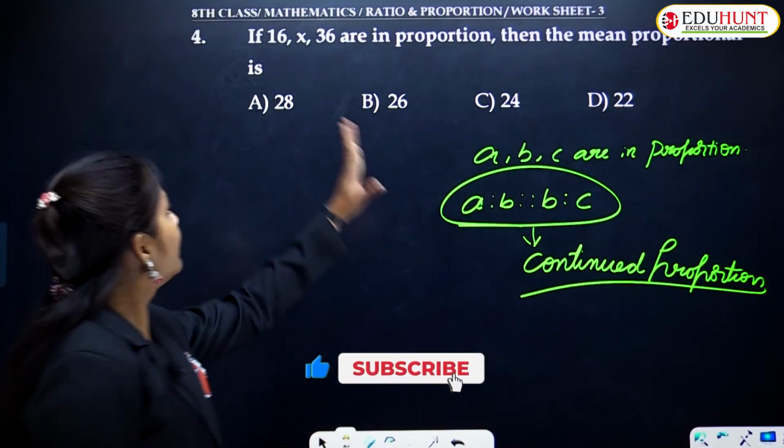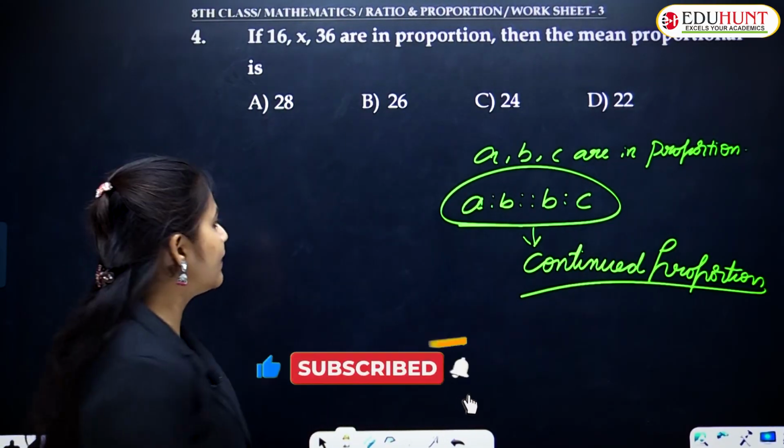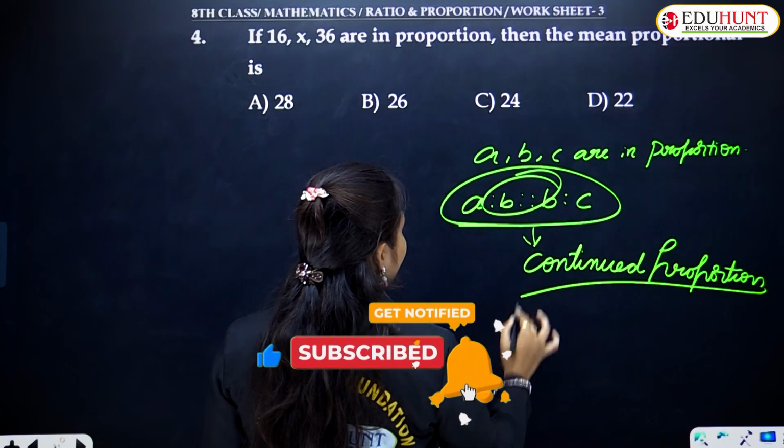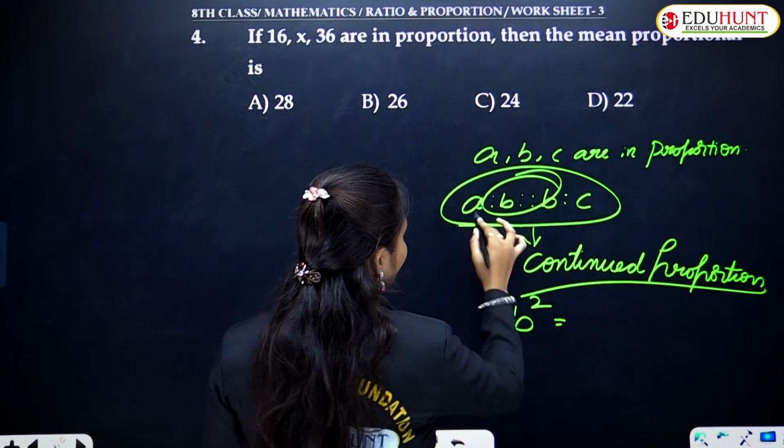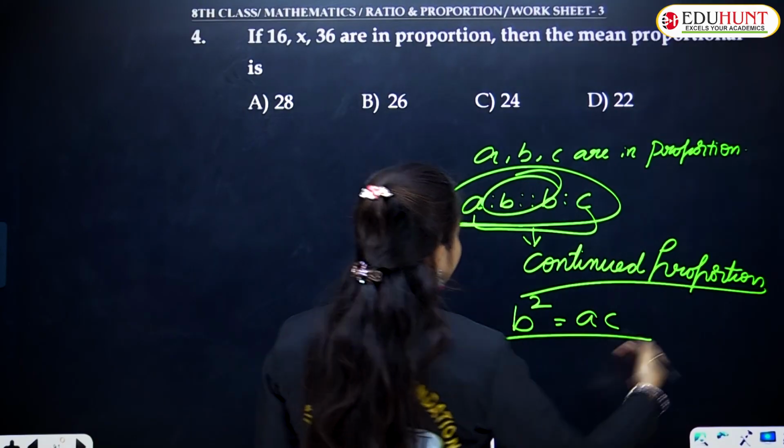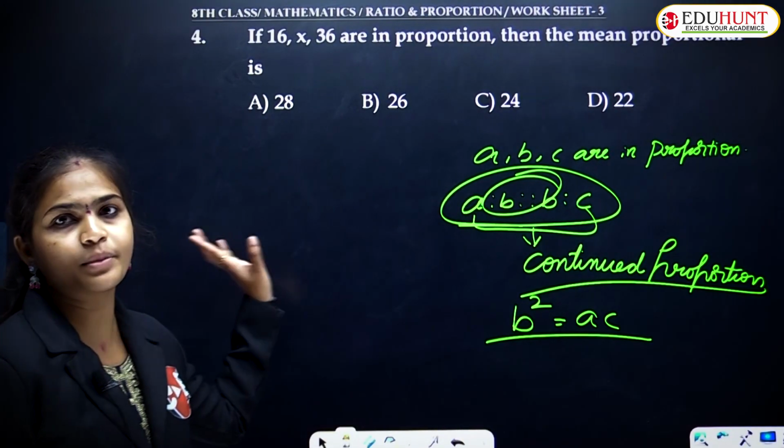Clear? So that is related to this question only. From this we can write that the product of means is equal to the product of extremes: B square is equal to AC. Here we have to apply that condition.